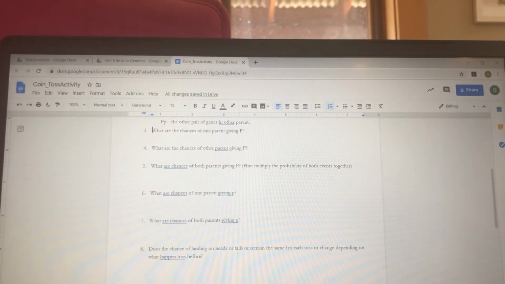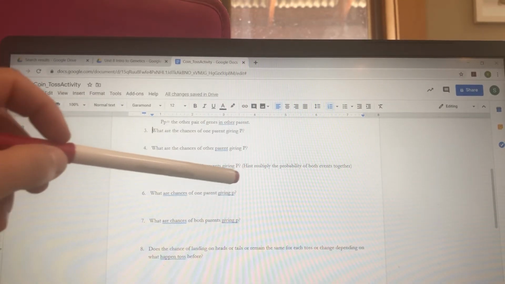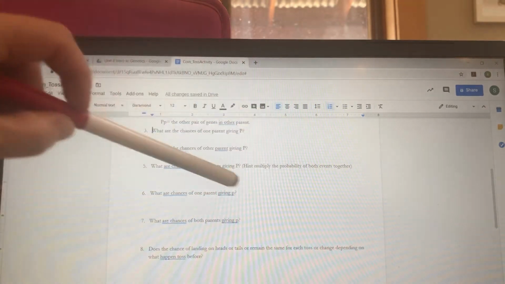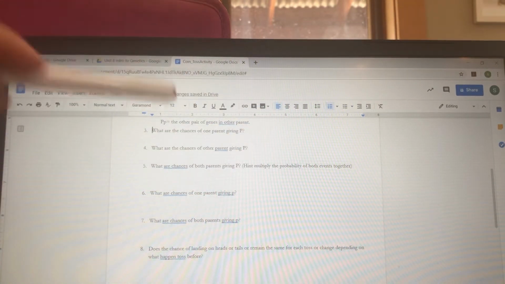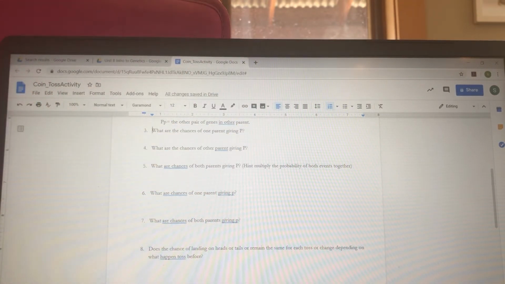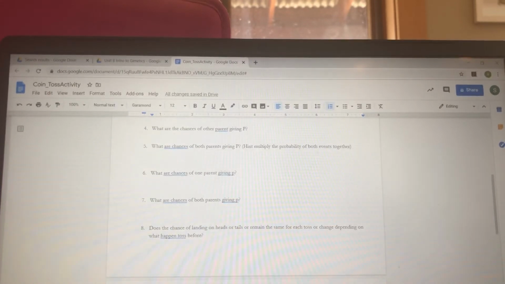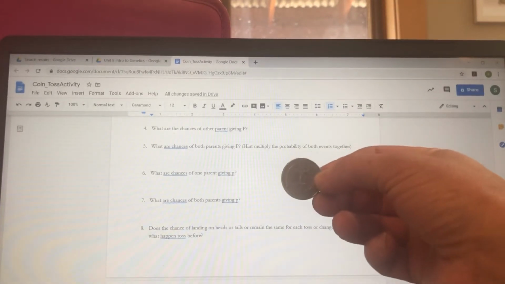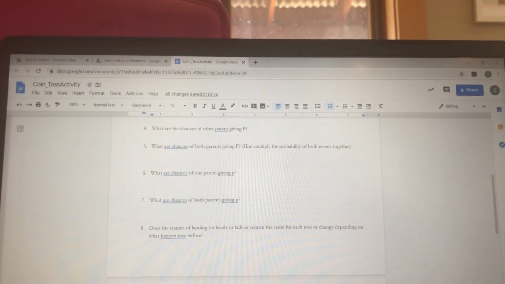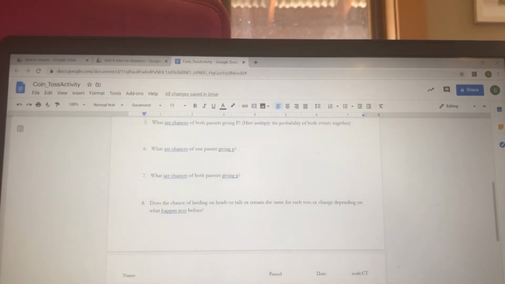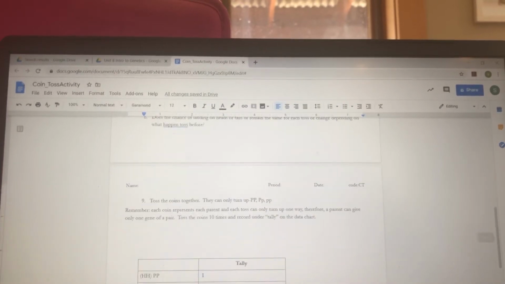Then it asks, what are the chances of both parents giving a big P? And this is your big hint: you want to multiply this answer and this answer together. I don't want to give you every answer, I just wanted to get you started. It goes on to ask about the little p, which is represented by the tail side of these coins, and a couple of other questions, which I'd like you to figure out on your own.